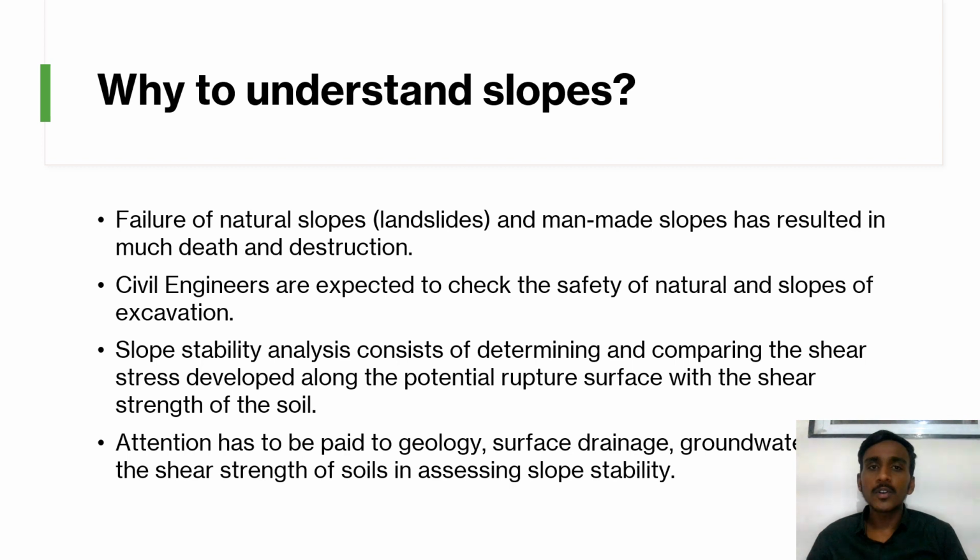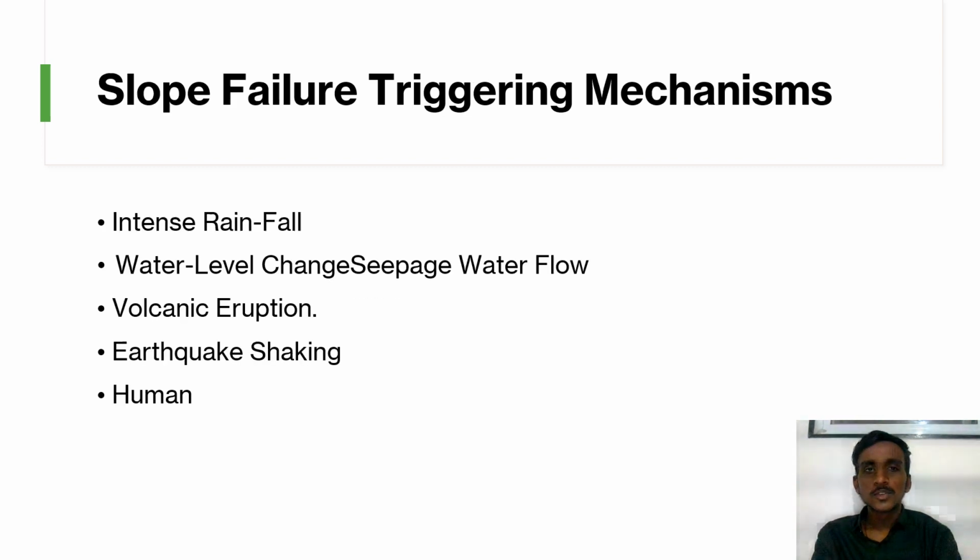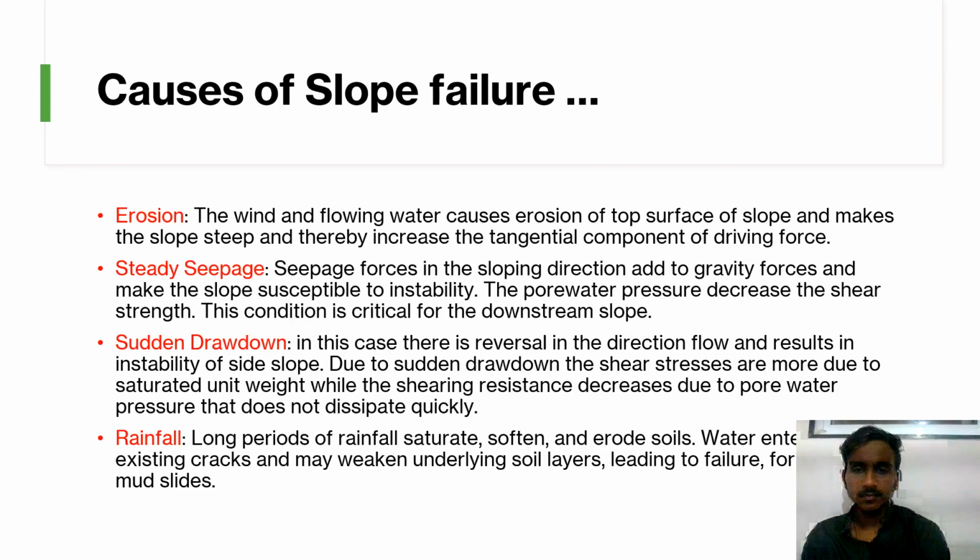From a civil engineer's point of view, we are expected to check the stability of slopes and the safety of natural slopes. Failure triggering mechanisms are the reasons behind slope failures, which are intense rainfall, water level change, volcanic eruptions, earthquake shaking, and humans. Now, the causes of slope failure are different. We will see them one by one.